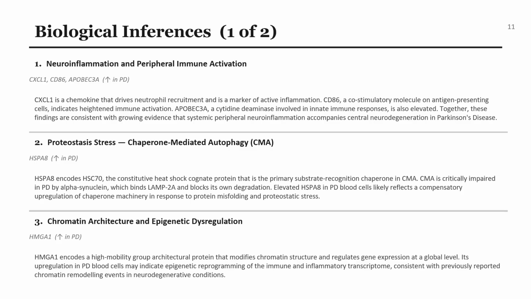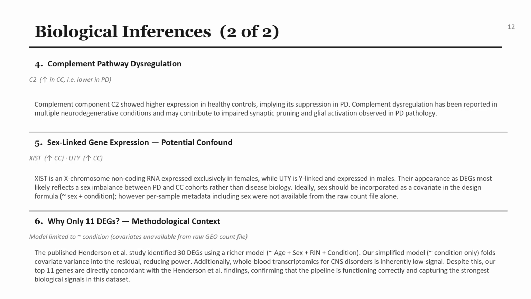HSPA8 encodes a critical chaperone in chaperone-mediated autophagy, a pathway directly impaired by alpha-synuclein. This elevation likely reflects a compensatory cellular response. Finally, the upregulation of HMGA1 suggests global chromatin and epigenetic dysregulation within these blood cells. Furthermore, we observe higher expression of the complement component C2 in healthy controls, implying its suppression in Parkinson's.